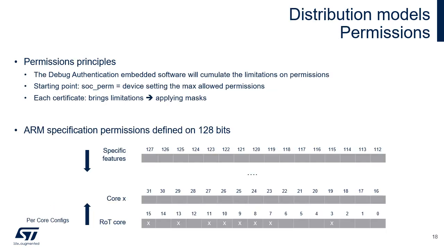The permission mask is programmed into a 128-bit bitmap. Bits 15 down to 0 are related to the ROT core. Bits 31 down to 16 are related to core X. They are reserved for STM32H5. And bits 127 down to 32 are related to specific features. They're also reserved for STM32H5. In the lower half-word, only bits 14, 12, 6 to 4, and 2 to 0 are relevant. Starting point is defined by the SOC permissions that set the maximum allowed permissions. Certificates can bring stronger limitations.